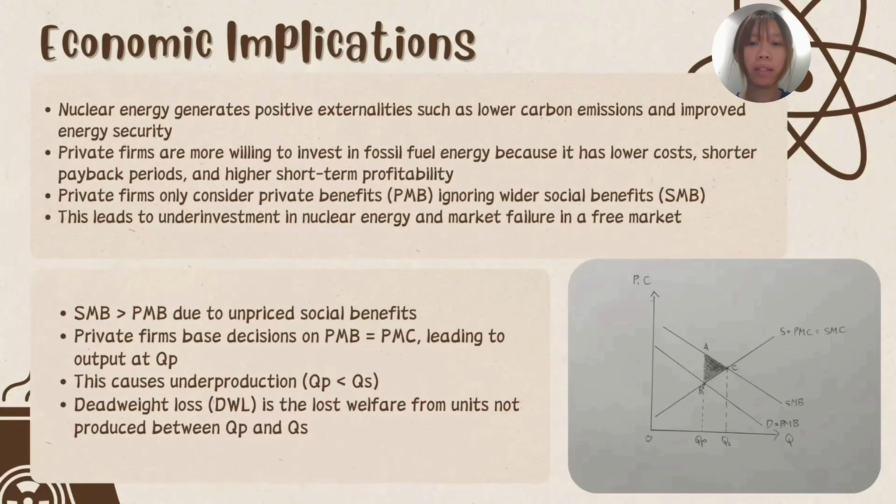From the diagram, SMB is greater than PMB due to unpriced social benefits. Firms produce where PMB equals PMC, leading to output at QP. This is below the socially optimal level QS, causing underproduction. The shaded area represents deadweight loss, which is the loss of social welfare.